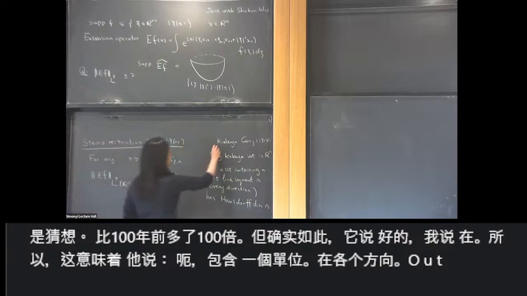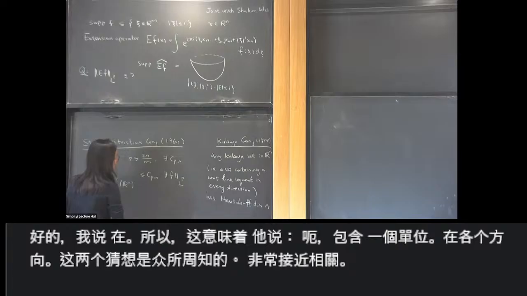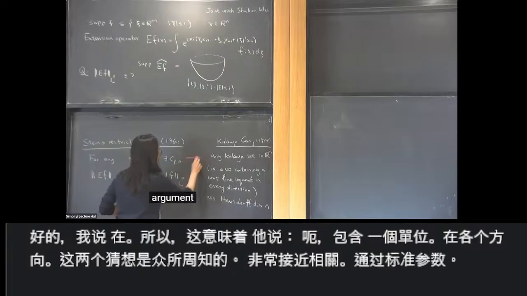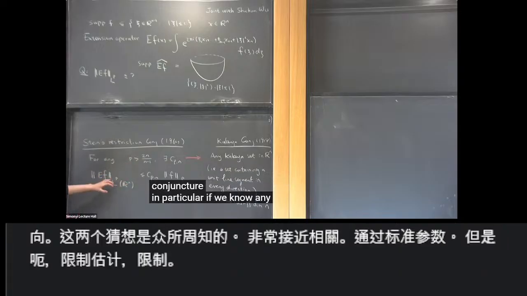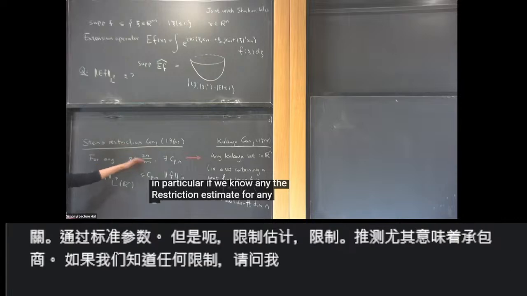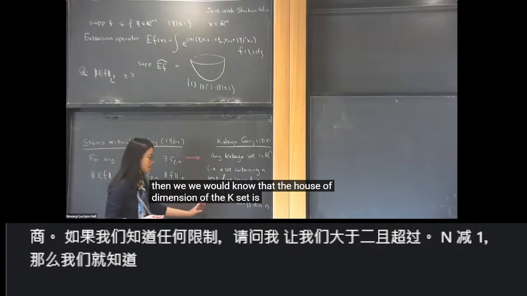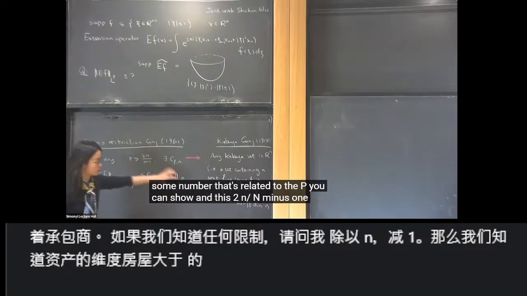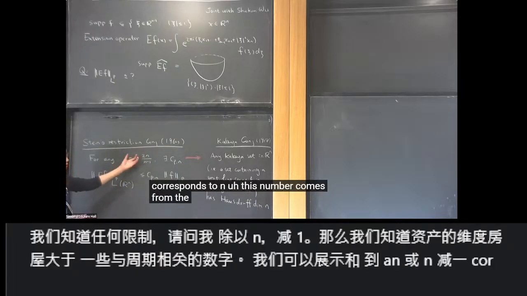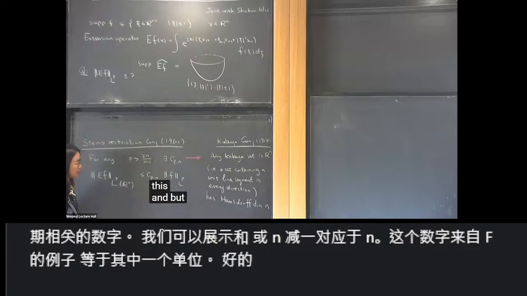This conjecture is known to be very closely related via a standard argument. The restriction conjecture implies the Kakeya conjecture. In particular, if we know any restriction estimate for any p that's greater than 2n over n minus 1, then we will know that the Hausdorff dimension of the Kakeya set is greater than some number related to the p we can show. And this 2n over n minus 1 corresponds to n. This number comes from the example where f equals 1 on the unit disk.